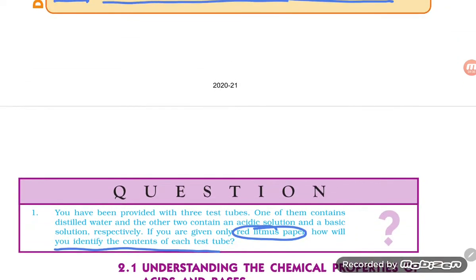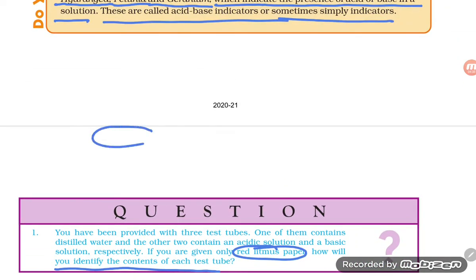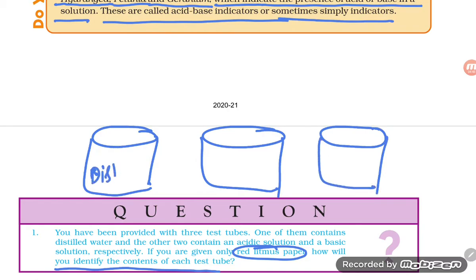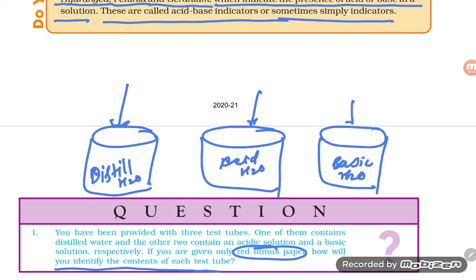See student, nice question. What they are saying is that you have three test tubes. One is neutral distilled water, another is acidic water, and the other is basic water. So they are asking what you would add to identify them.